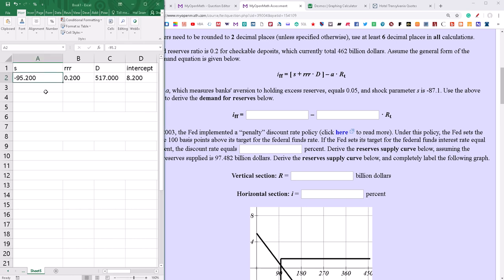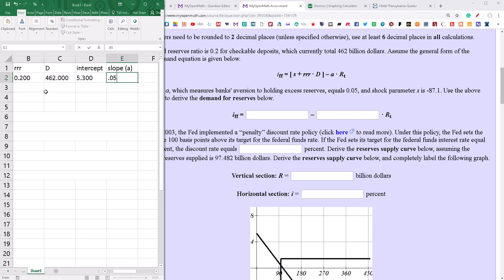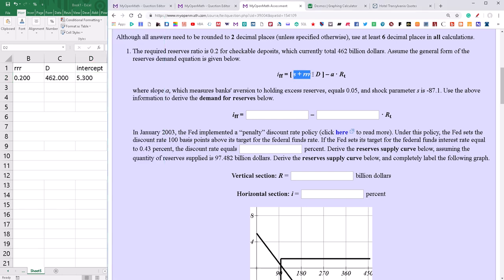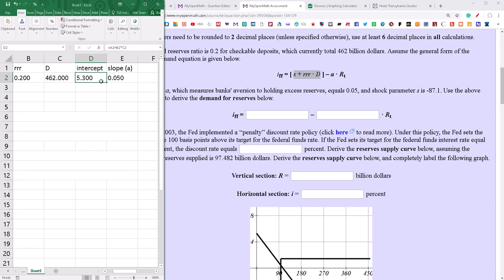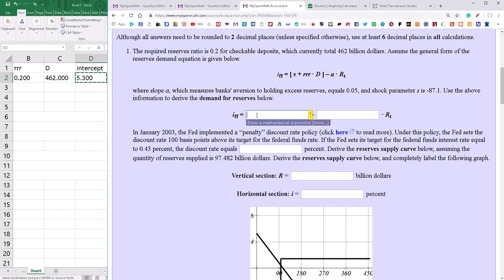The shock parameter is 87.1. The required reserves ratio is 0.2. The quantity of demand deposits in the banking system is 462 billion. The slope is 0.05. The intercept, if you remember, is just the sum of required reserves and the shock parameter. That's what we get over here, so 5.3. And then the slope is 0.05.